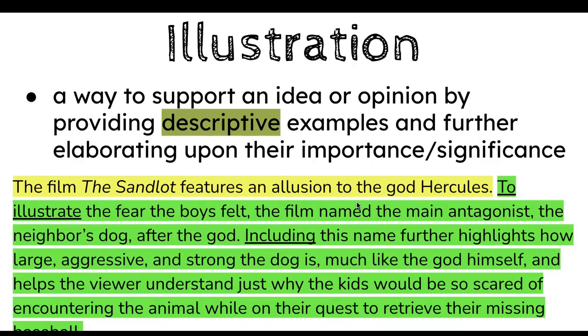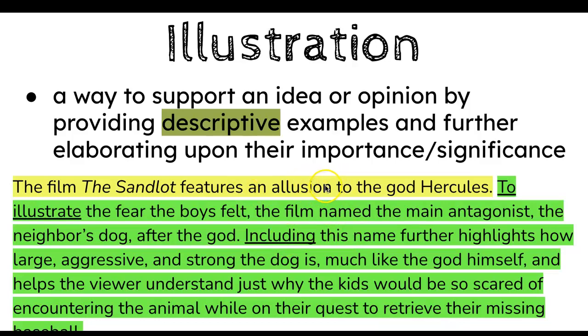Now I have to describe it. I have to explain, well, why did The Sandlot use that allusion? To illustrate the fear the boys felt, the film named the main antagonist, the neighbor's dog, after the god Hercules. Including this name further highlights how large, aggressive, and strong the dog is, much like the god himself, and helps the viewer understand just why the kids would be so scared of encountering the animal while on their quest to retrieve their missing baseball.